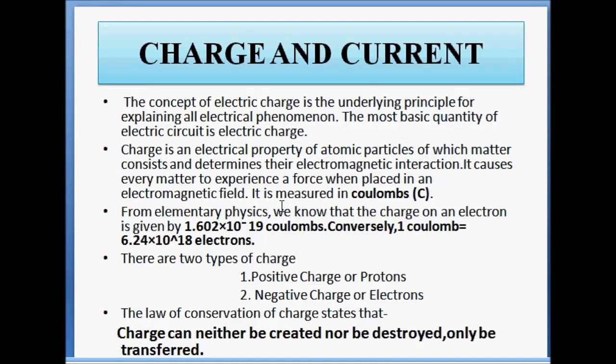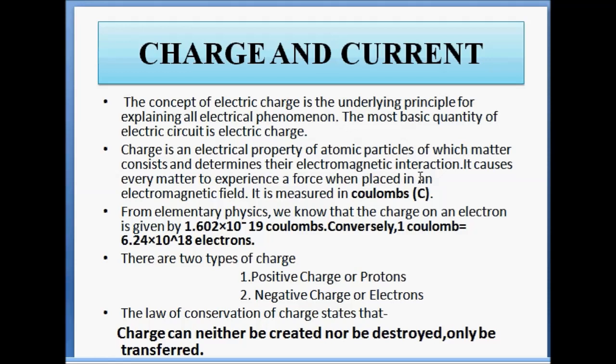Now the unit of electric charge is coulombs. From high school elementary physics we learned that the charge on an electron is given by 1.602 into 10 to the power minus 19 coulombs. Conversely, we can say that 1 coulomb is equal to 6.24 into 10 to the power 18 electrons. We just did the reciprocal of this by unitary method.